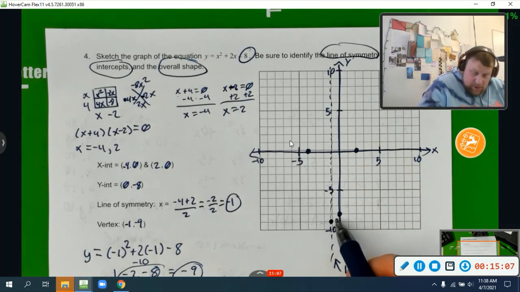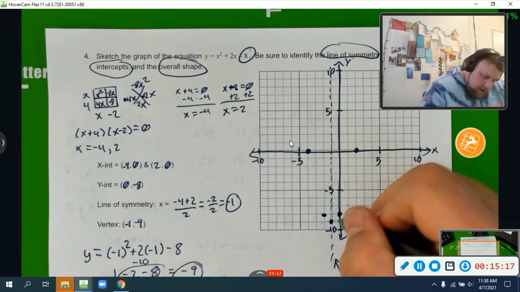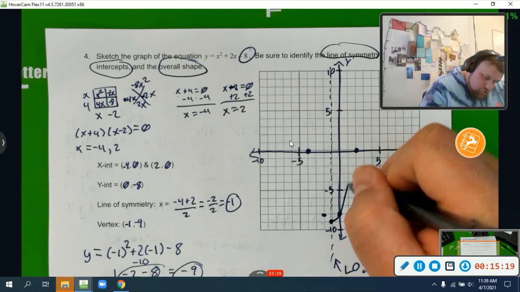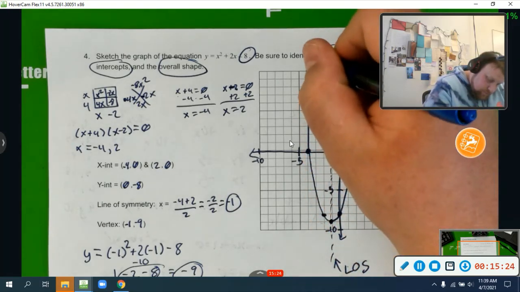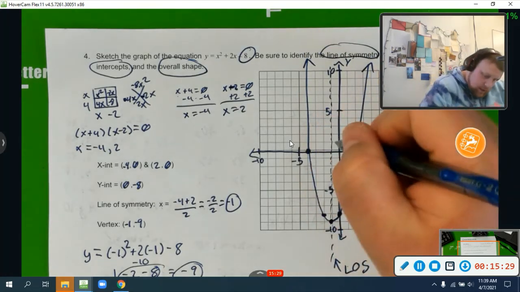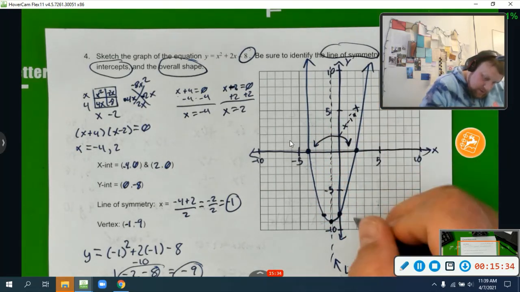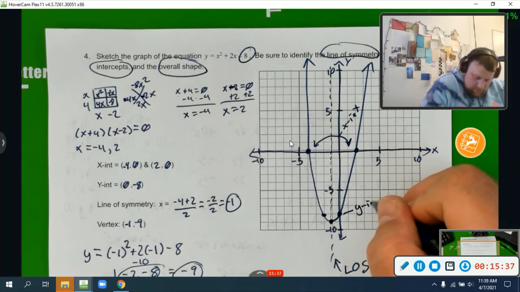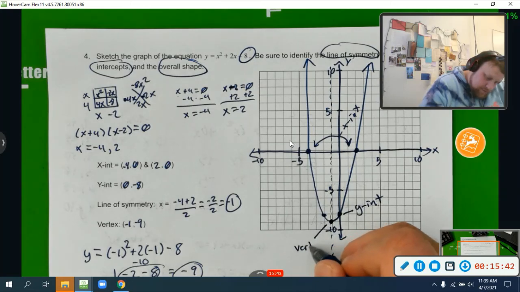And remember, it mirrors itself. It always mirrors itself over the line of symmetry, so I can actually draw an extra dot. If I have this 1 away from the line of symmetry, then I can go 1 away and mirror it. Just to give me that extra point, right? And let's draw this. There we go. Boom. I've got my x-intercepts. I've got my y-intercept. You don't have to label this. I'm just reminding you. And I've got my vertex.